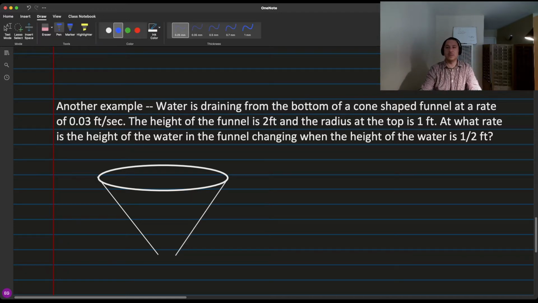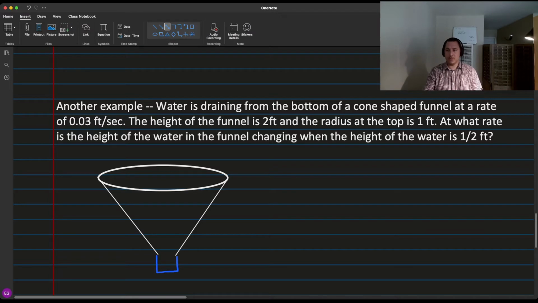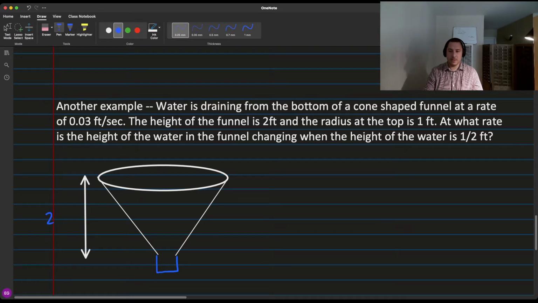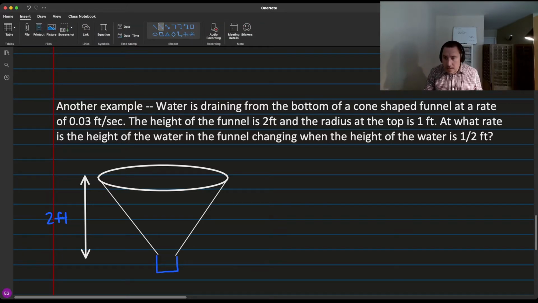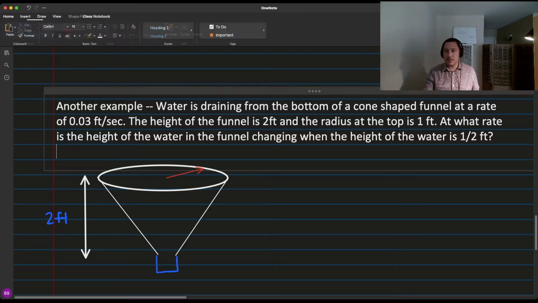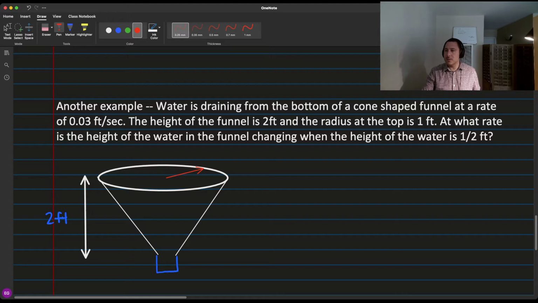Cool. So you get this cone-shaped funnel. Okay. What do we know about it? The height of the funnel is 2 feet. So from top to bottom, 2 feet. And we know that the radius at the top is, what was it? 1 foot. Okay, so we have some dimensions of the funnel.